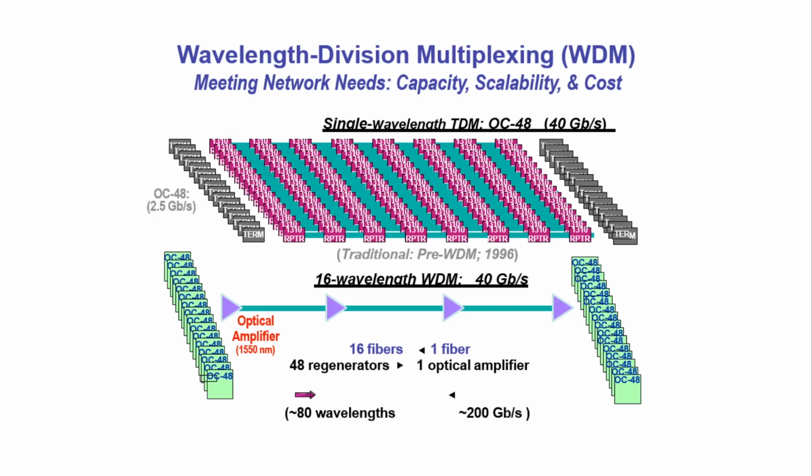And in the below diagram, there is an optical amplifier, 16 fibers, 48 regenerators and one optical amplifier, which are used to transmit the signals from the input to the output.